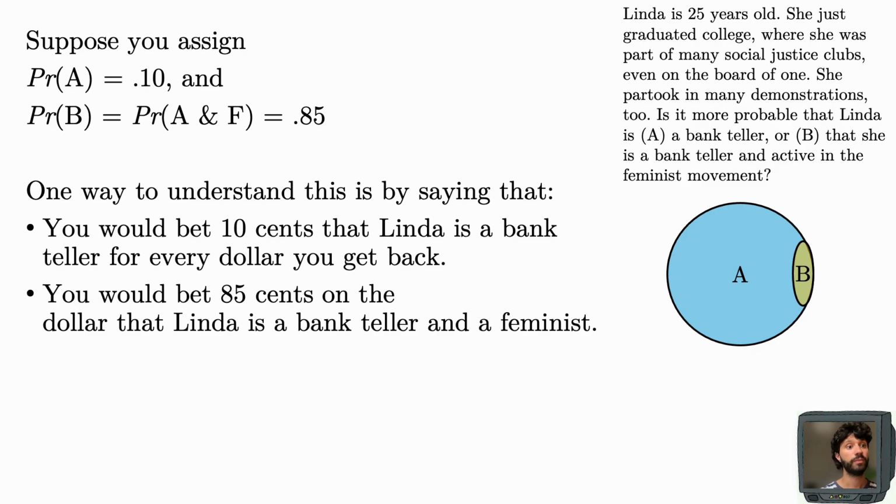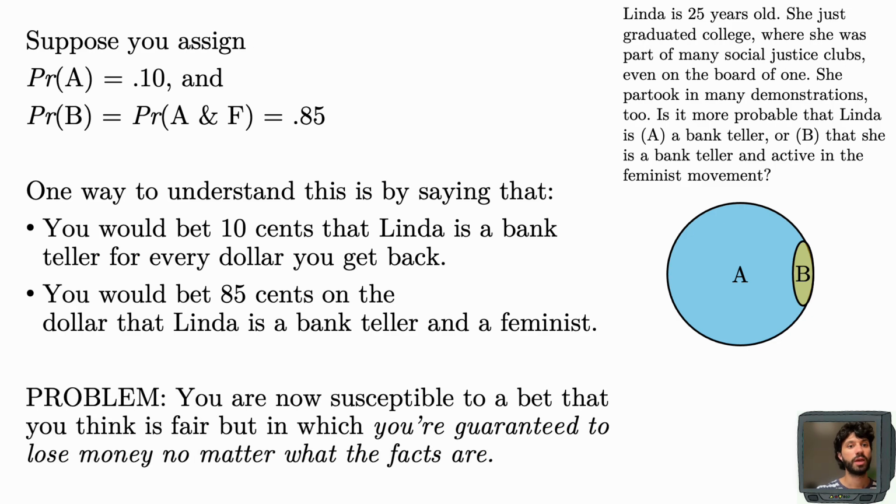Similarly, you'd bet 85 cents on the dollar that Linda is both a bank teller and a feminist. Now, having operationalized beliefs with betting behavior, we run into a problem. You're now susceptible to a bet in which by your lights you think the bet is fair, but in which you're guaranteed to lose money no matter what the facts are. Whether A holds or not, or whether B holds or not, you're just going to get what's called money pumped.